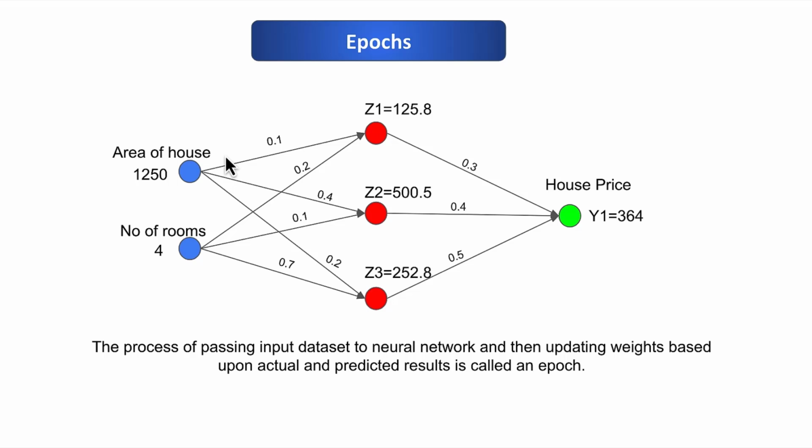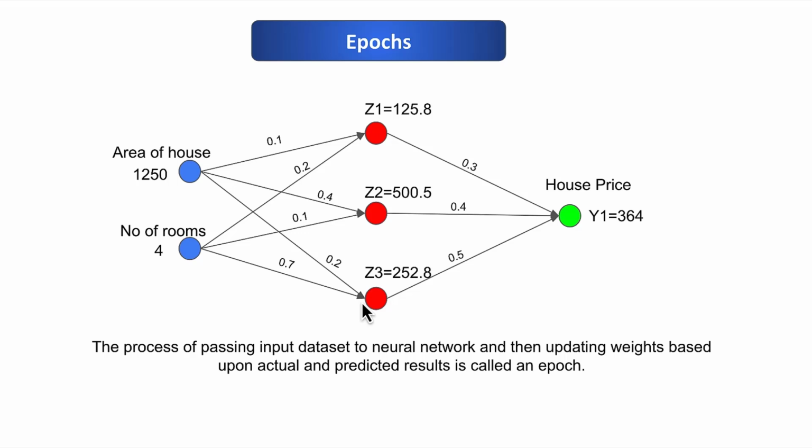And once we pass all training data to our neural network, and then based upon the predicted and actual value we update these weights, we say that we have completed an epoch. So an epoch is the process of passing input data to the neural network and then updating weights based upon actual and predicted results. Or you can also say that one cycle of feed forwarding and back propagation is called an epoch.